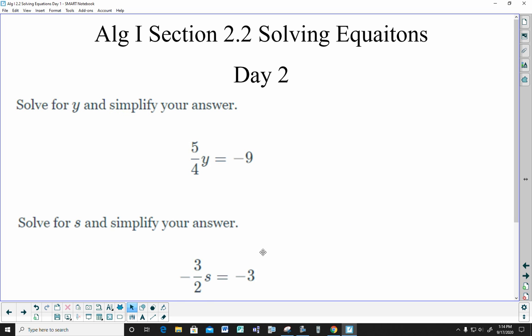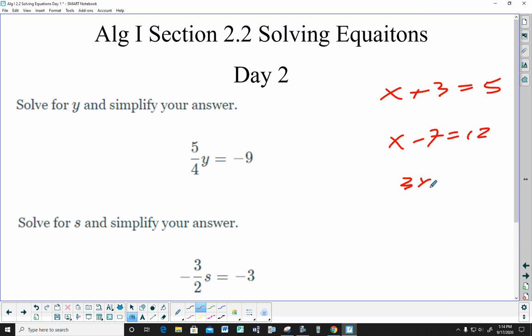So what we saw the other day, the last assignment for day 1, was if you had x plus 3 is equal to 5, how to undo addition. If you had x minus 7 is equal to 12, how to undo subtraction. And you had 3x is equal to 21, how to undo multiplication, or x over 5 is equal to 17, and how to undo division. How to undo each of these when you're solving.